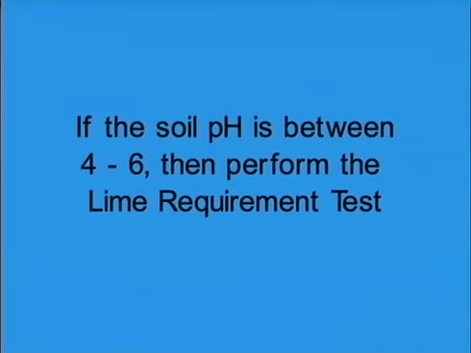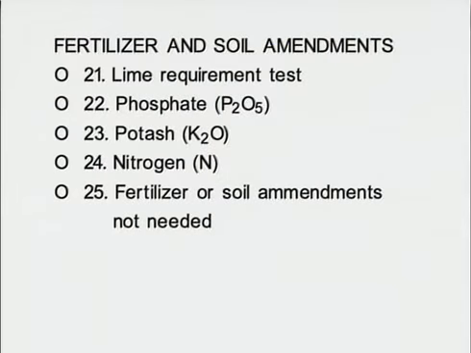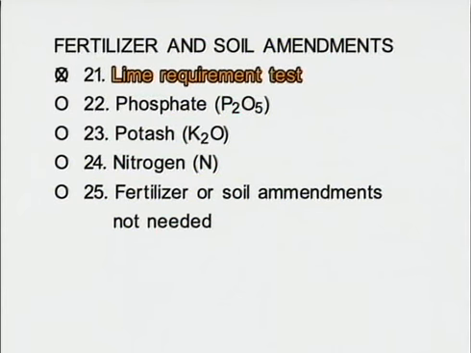What I mean by that is that if the soil pH is between 4 and 6, then we should perform a lime requirement test. At this particular location, on the site card, it told us that the soil pH was 5.8. Well, that fits within the parameters of between 4 and 6, so we should mark item number 21, lime requirement test, on our evaluation card for this exercise.